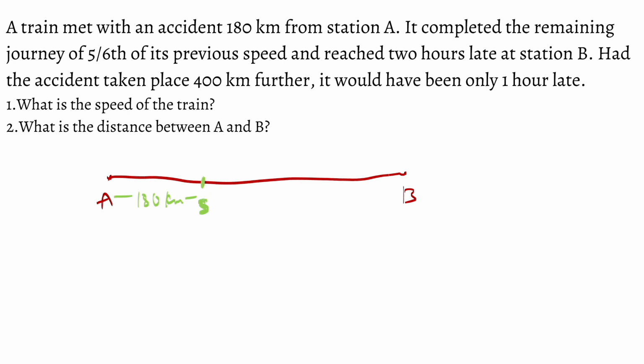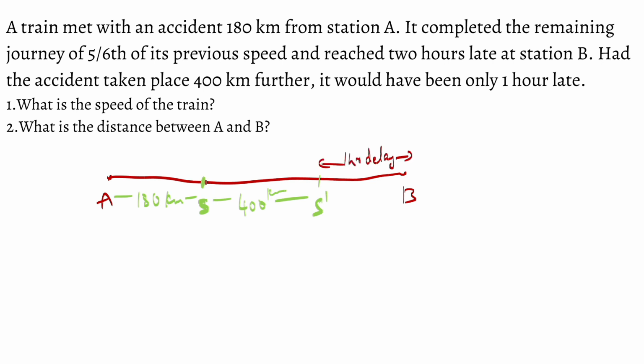So had the accident taken place 400 kilometers further, let's say if the accident had taken place somewhere here, let's name this as S dash. So 400 kilometers further, so the distance from here to here is 400 kilometers, right? So if the accident had taken place at S dash, then it would have been only 1 hour delay.